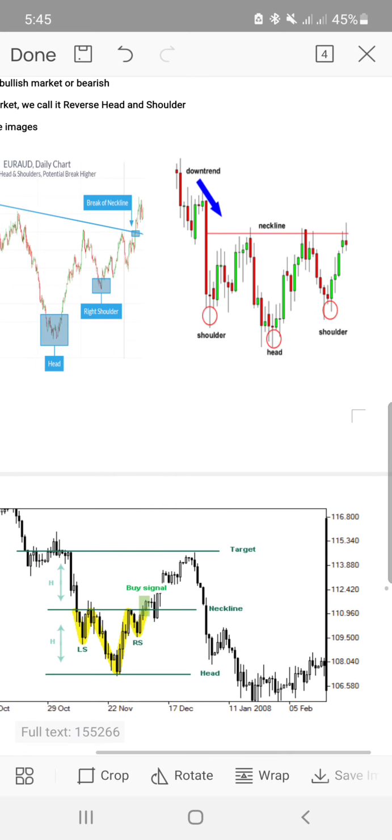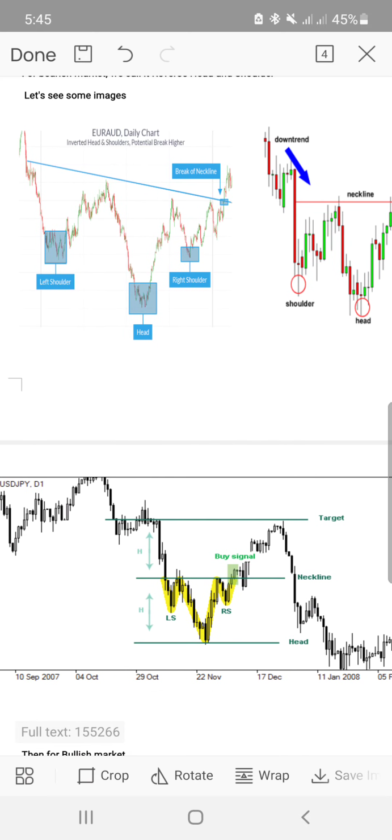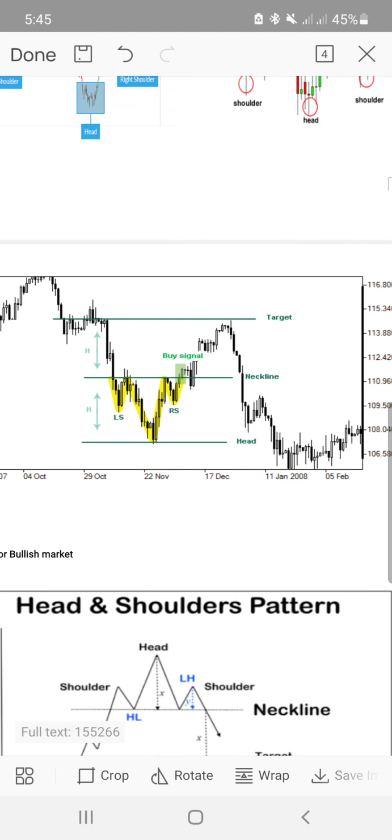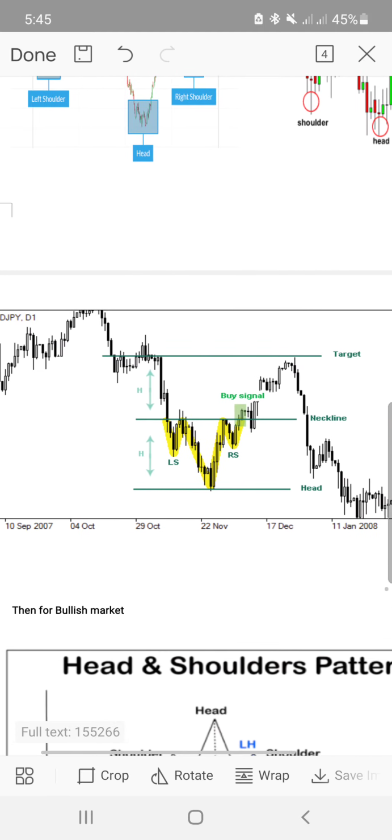Now let's look, for example, for a bullish head and shoulder pattern. This is also an example for a bearish market.